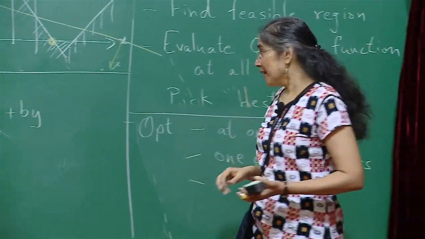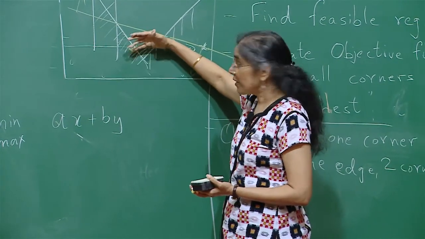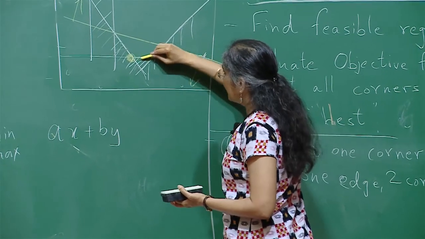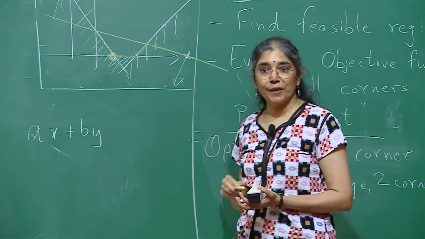And again, if the optimum is defined, it will appear either at a single corner or along an edge. For instance, if the line were parallel to the x-axis, then along these two corners and along that edge, you could get the optimum.